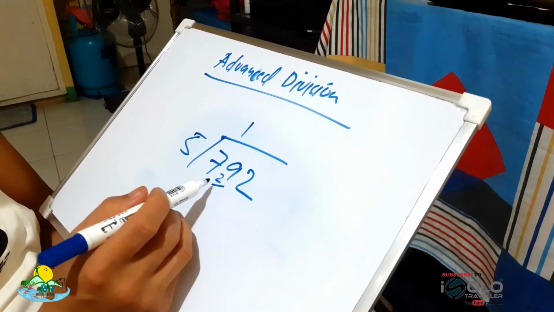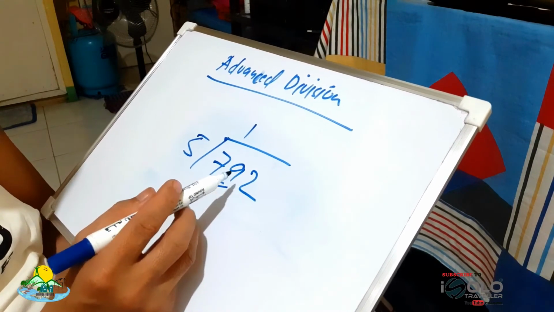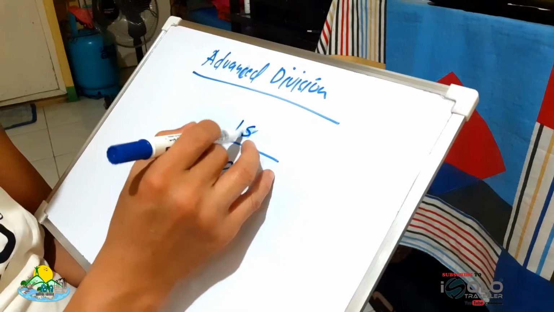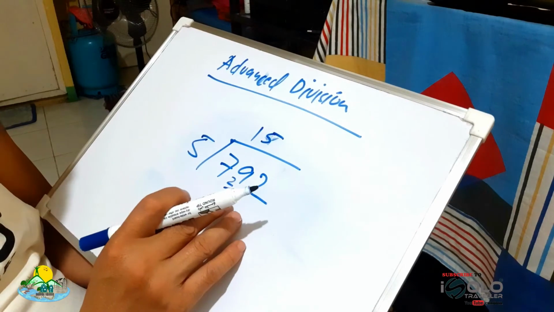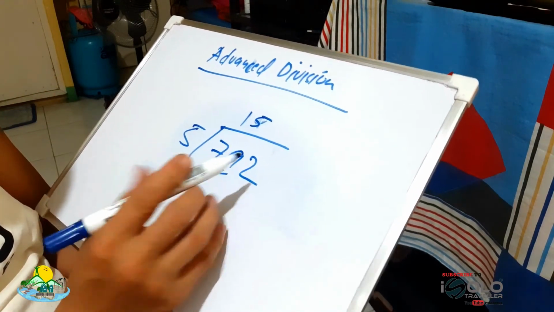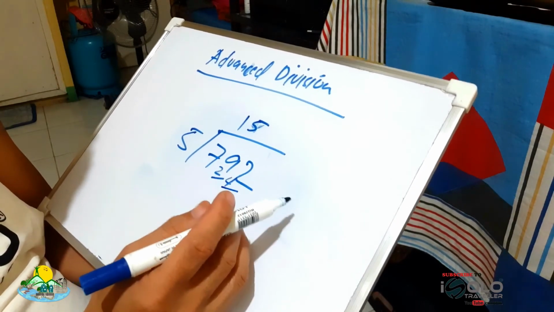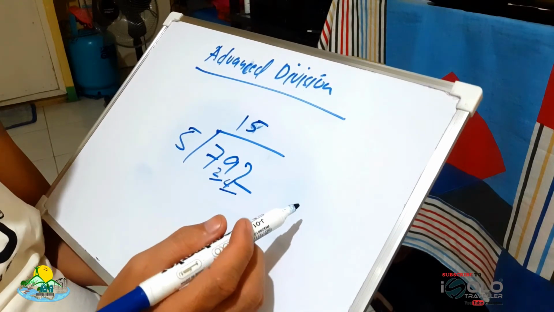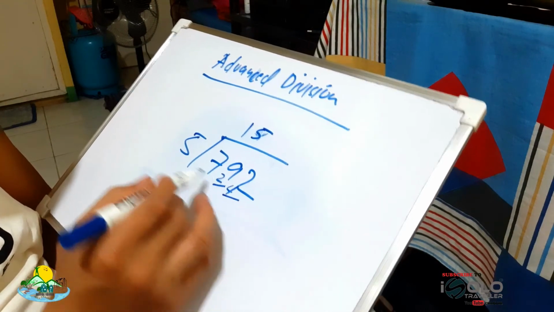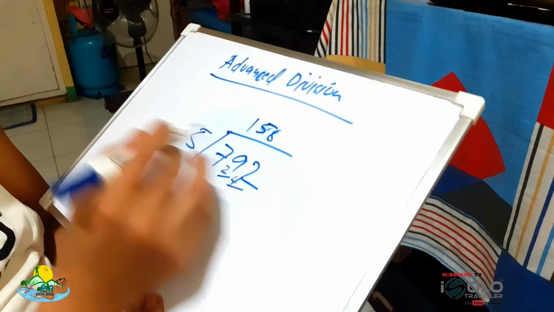So how many 5 can you get from 29? 5 times 5 is 25. So you have to minus the 25 from 29. So 29 minus 25 is 4. This will be written as 42. Okay, now how many 5 can you get from 42? Of course, 8 times 5 is 40.